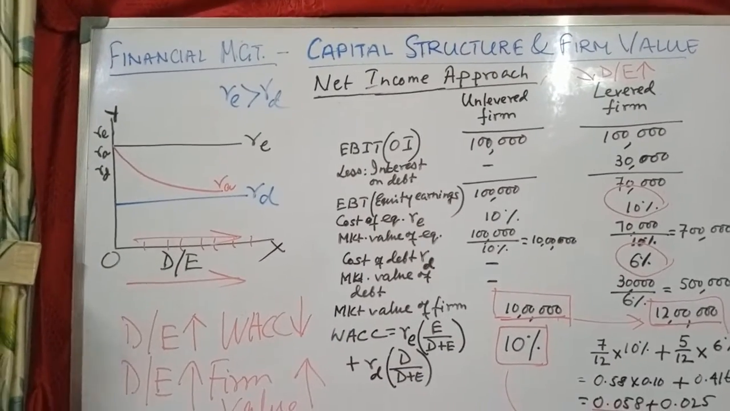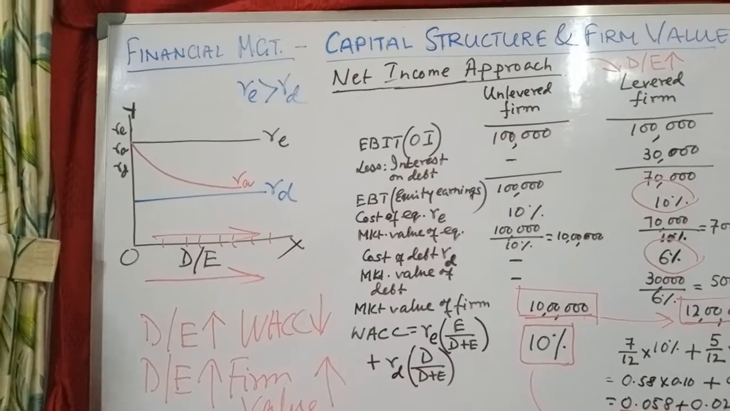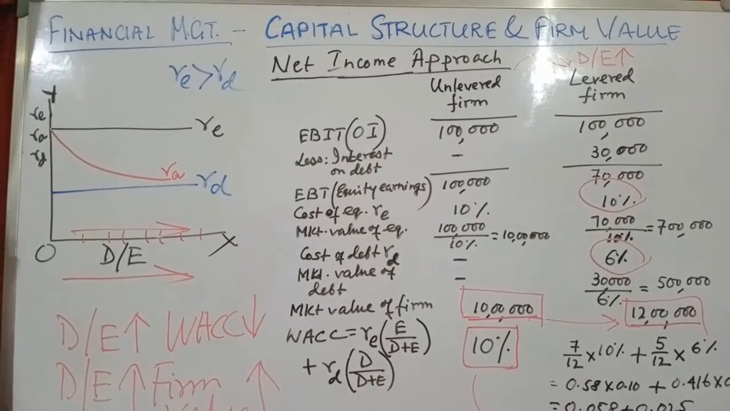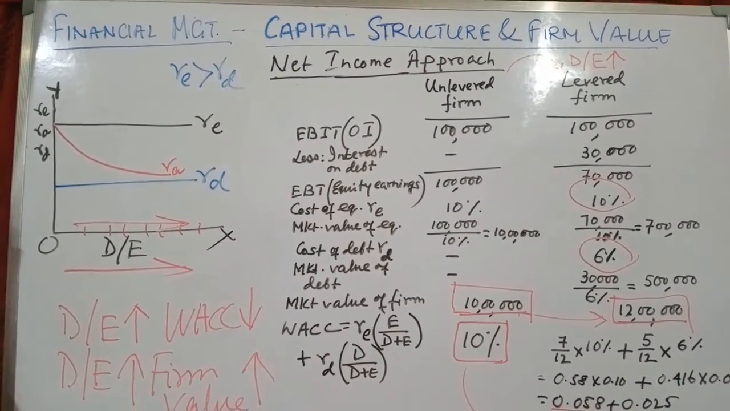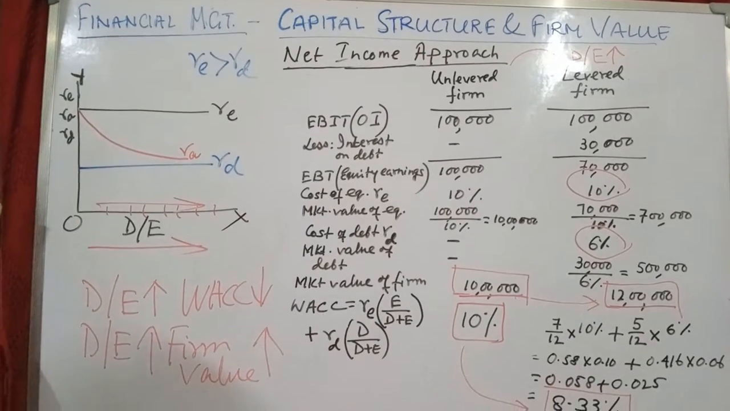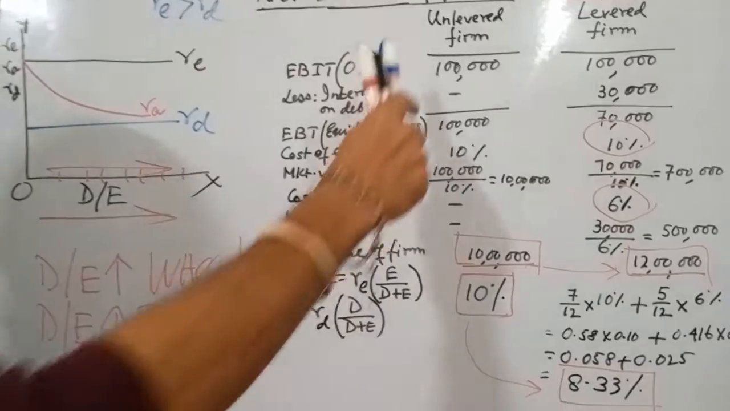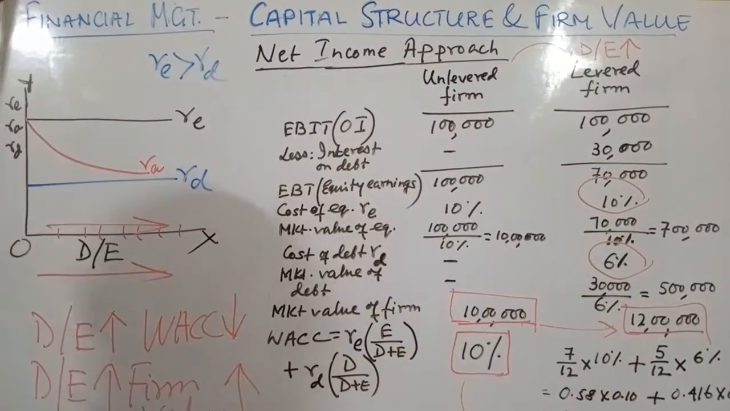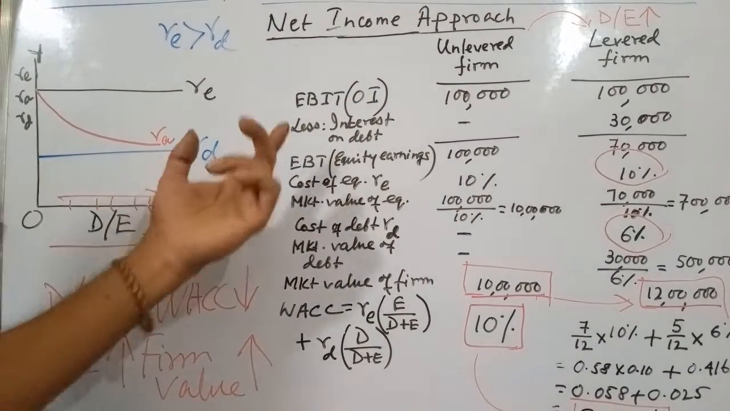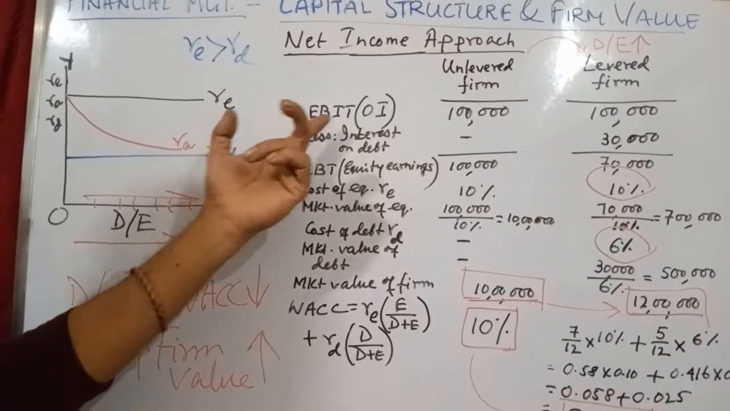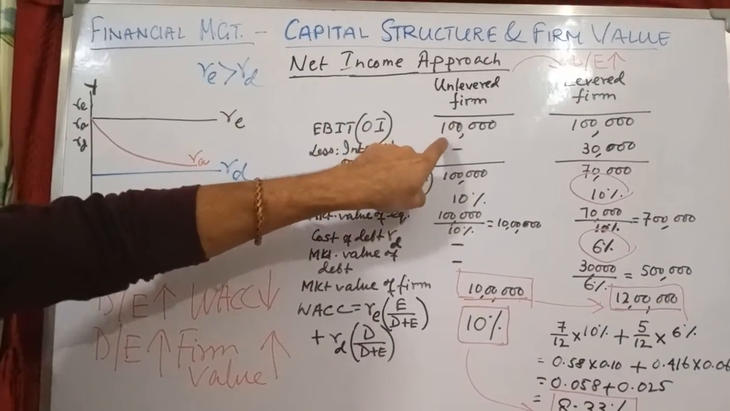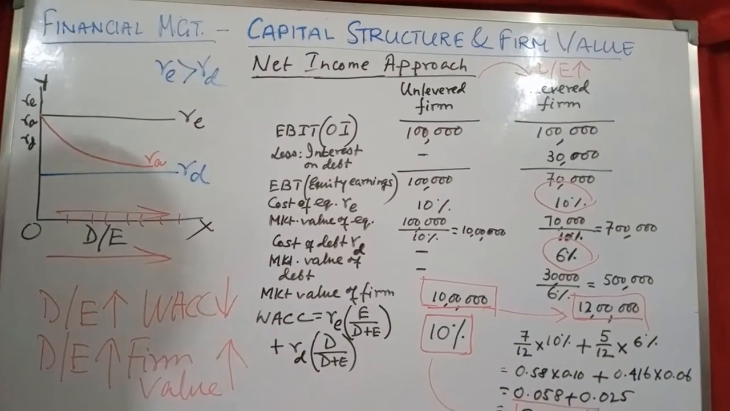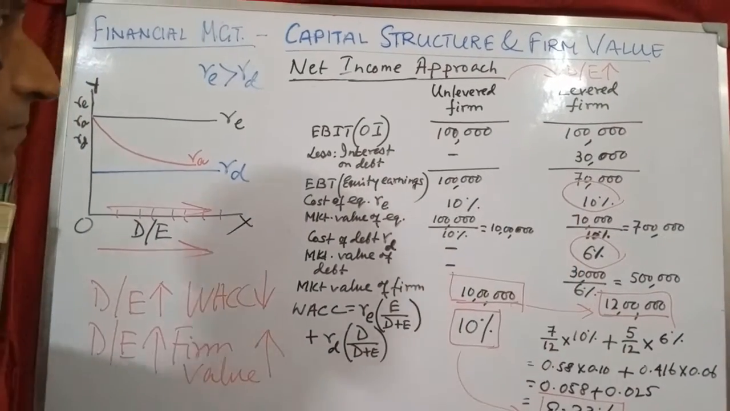The net income approach states that when the debt equity ratio increases while cost of equity and cost of debt remain unchanged, the weighted average cost of capital falls and the market value increases. We have taken a numerical example consisting of two firms. One is an unlevered firm and the other is a levered firm. Both firms have the same EBIT, earnings before interest and tax, that is operating income of 100,000. The levered firm has an obligatory interest payment of 30,000.